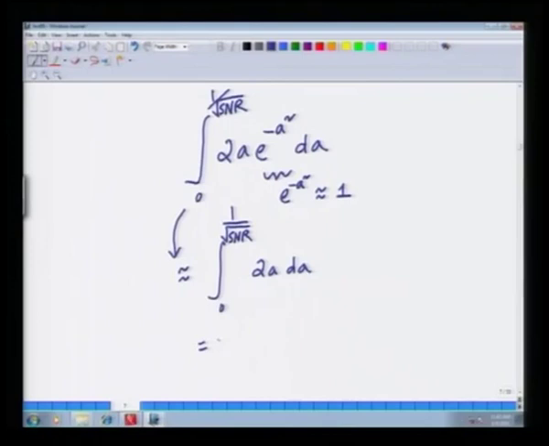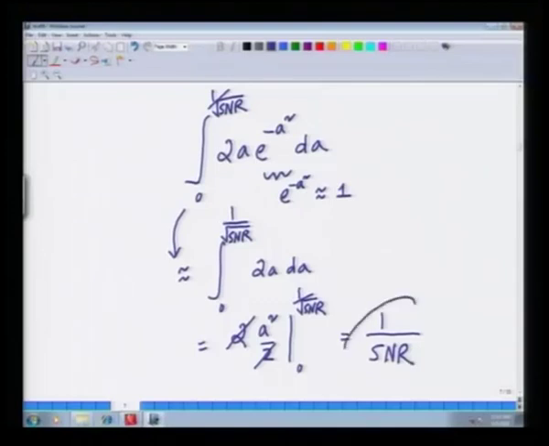Hence, this integral is nothing but 2 times the integral of a dA, which is a square over 2, between 0 and 1 over square root of SNR. Now, the 2 cancels with the 2. So, this is nothing but a square between the limits 0 to 1 over square root of SNR, and this is nothing but 1 over SNR, and this is significant. Look at this, we computed the probability of the deep fade event.